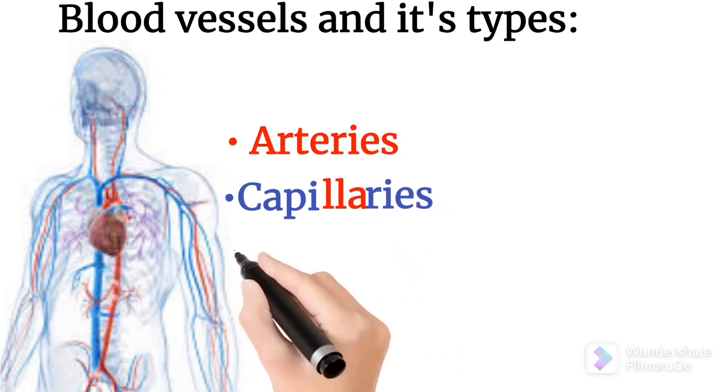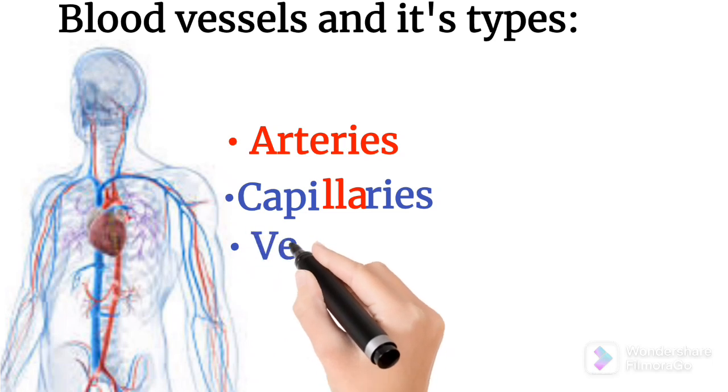Capillaries. The capillaries connect the smallest arteries to the smallest veins and help exchange water, oxygen, carbon dioxide, and other nutrients and waste substances between the blood and the tissues around them.